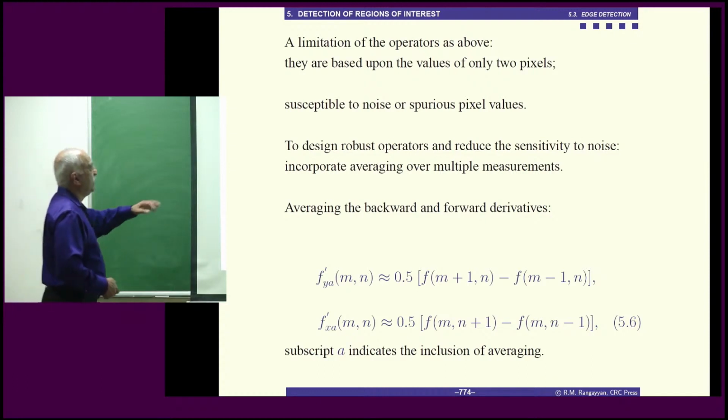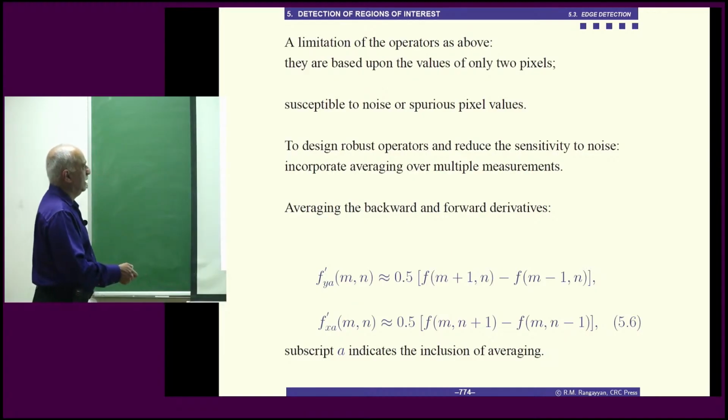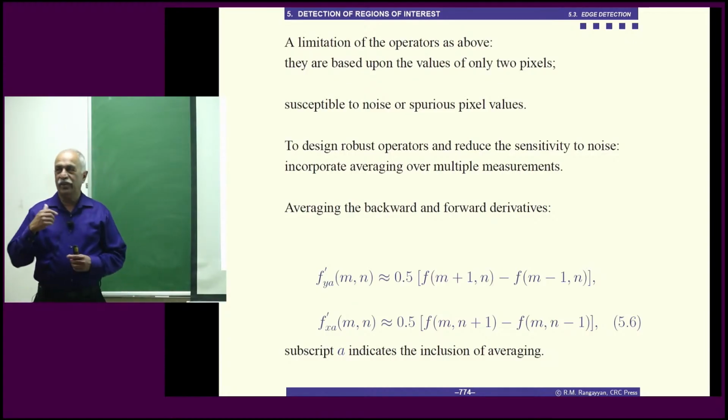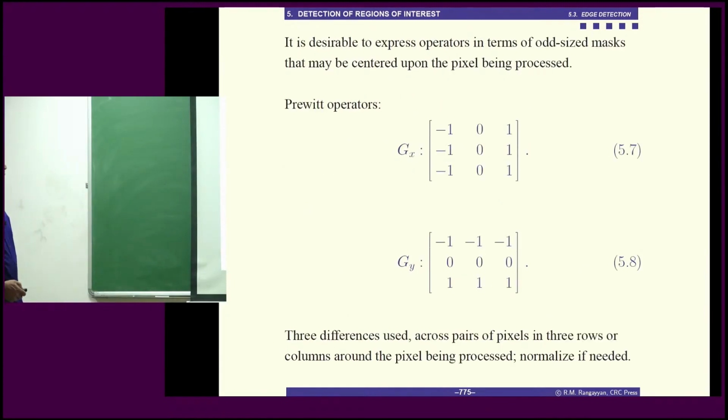So averaging the forward and backward derivatives, you get half of m plus 1 n minus m minus 1 n. So now the central pixel is gone. You're comparing the one pixel this side with the pixel that side, jumping over the center pixel. And the same in the other direction. That forms the basis of the Prewitt operators.